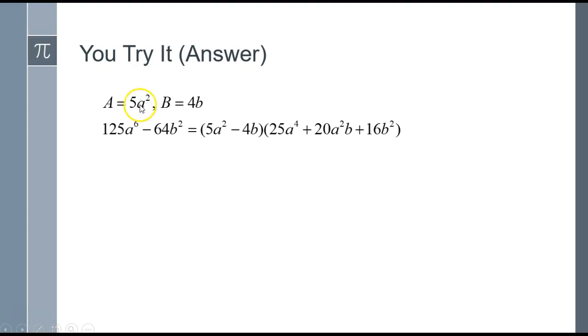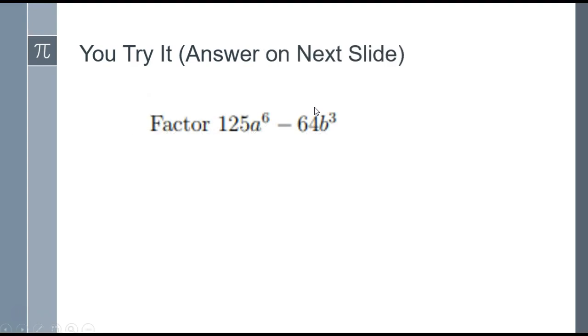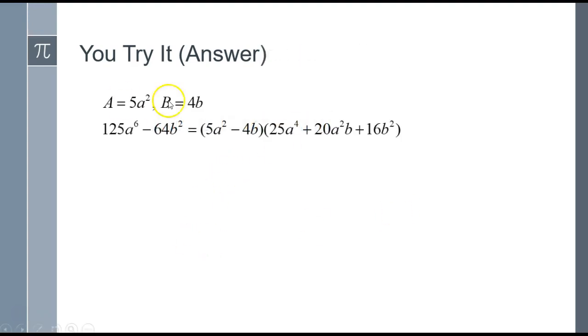What I find is that if I want to write this first term, 125a to the 6th, as a perfect cube, it has to be 5a squared cubed. And 64b squared, oh, I'm sorry, that should be 64b cubed in that. That's a typo there. If you go back to the original problem, it was 64b cubed. That was just a typographical error.